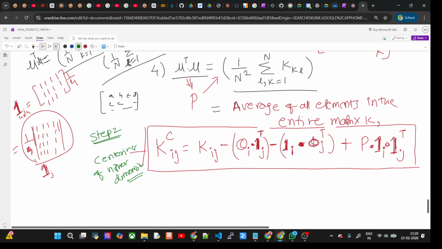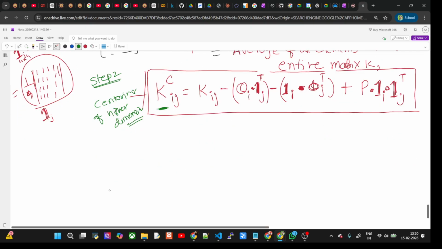The third point: once you calculate the center of the data, once you get the centered K, this is the centered data. Once you center the data, this is something like a covariance matrix for you. And you calculate, step number 3, the eigenvalues and eigenvectors.